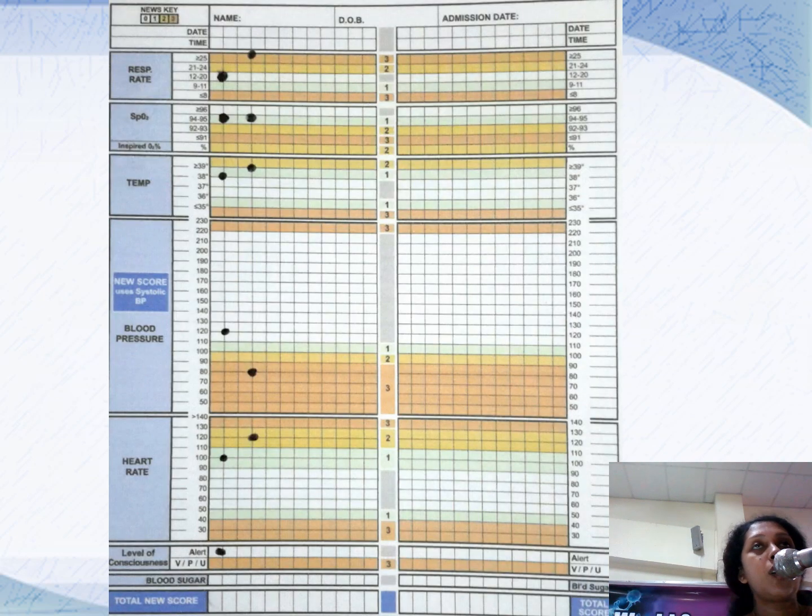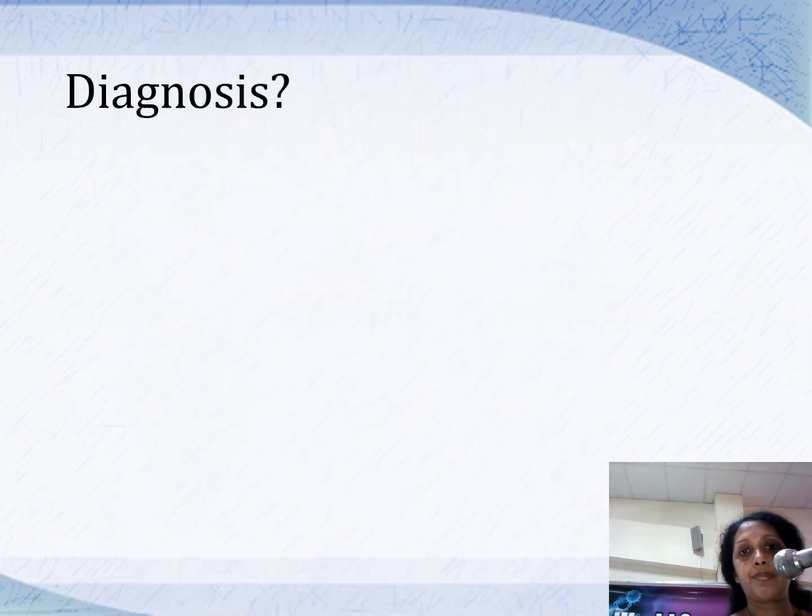Based on the second set of vital parameters at 3 hours, we plotted these parameters on the same early warning score chart. According to this chart and the color code, the different scoring was given, so you might not be able to see it properly. The total score now came to 10. So what is the diagnosis? What do you think of the diagnosis?